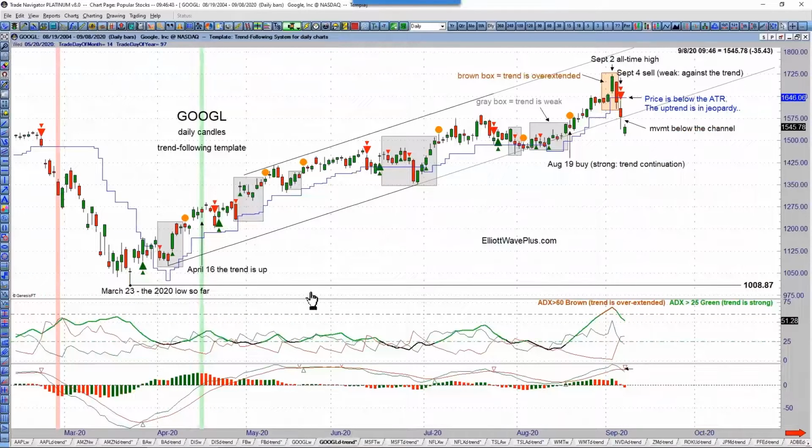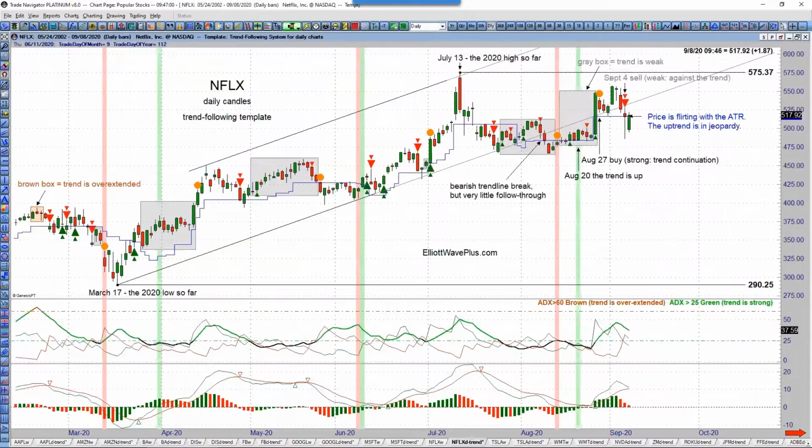It's just not, I don't think, a good idea to keep buying these stocks. Not with the ADX way up there. There's got to be a bigger pullback and a more extended pullback than what we have seen so far before I think we see the next buying opportunity.